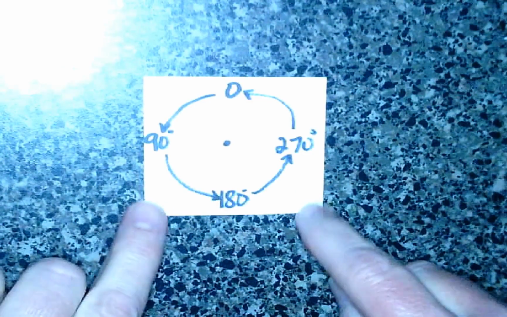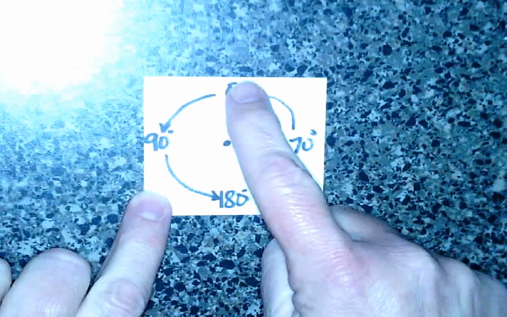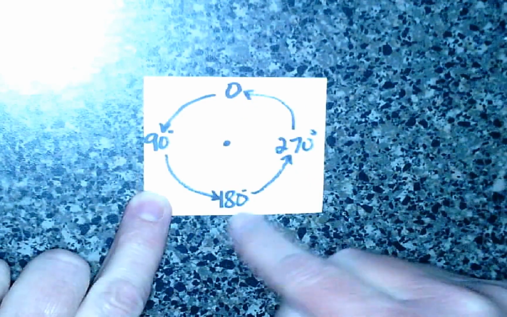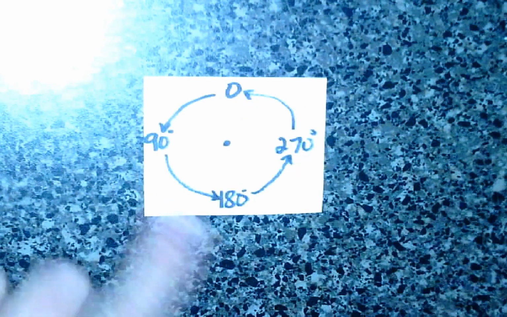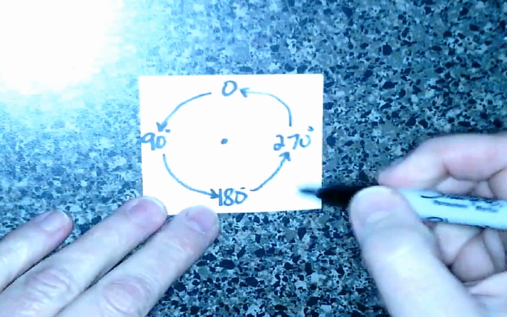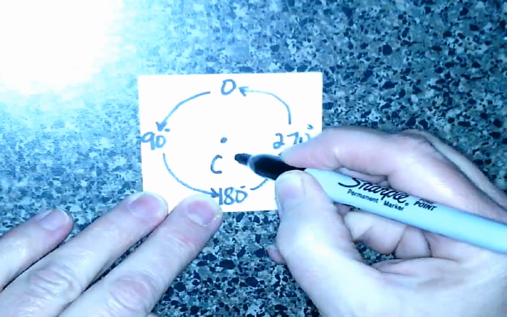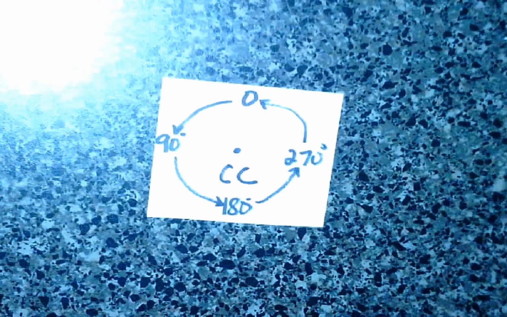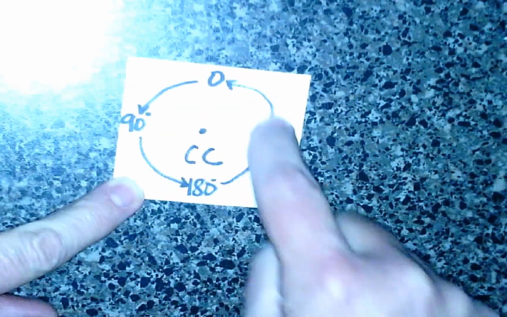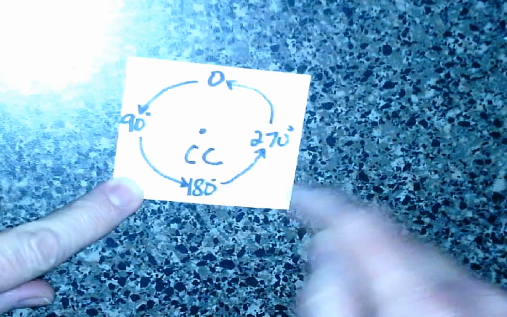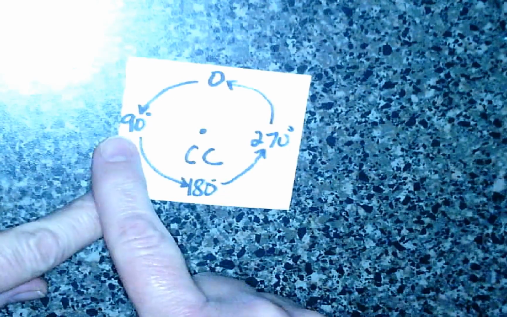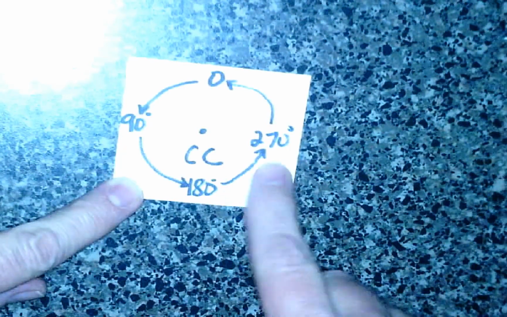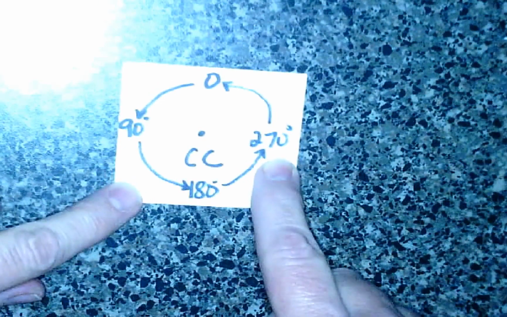So I've got here just a small little graph. You can see I've got the angles 0, 90, 180, and 270. These are in what we call counterclockwise, which is CC, and that's what we're going to be working with in our notes. Counterclockwise is going this way. We're only going to focus on these 3, 90 degrees, 180 degrees, and 270.